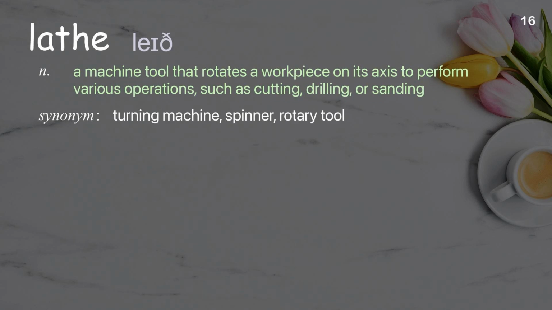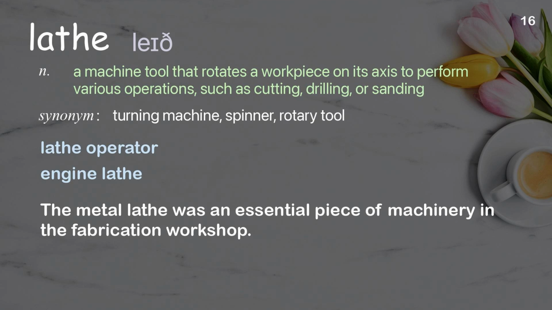Lathe. A machine tool that rotates a workpiece on its axis to perform various operations, such as cutting, drilling, or sanding. Examples: Lathe operator. Engine lathe. The metal lathe was an essential piece of machinery in the fabrication workshop.